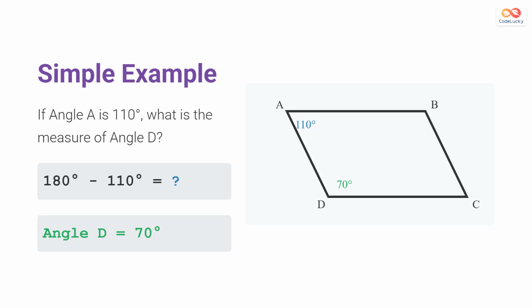Let's work through a simple example. If we know that angle A measures 110 degrees, how can we find the measure of angle D? We just subtract 110 from 180. This gives us 70 degrees. So, angle D is 70 degrees.